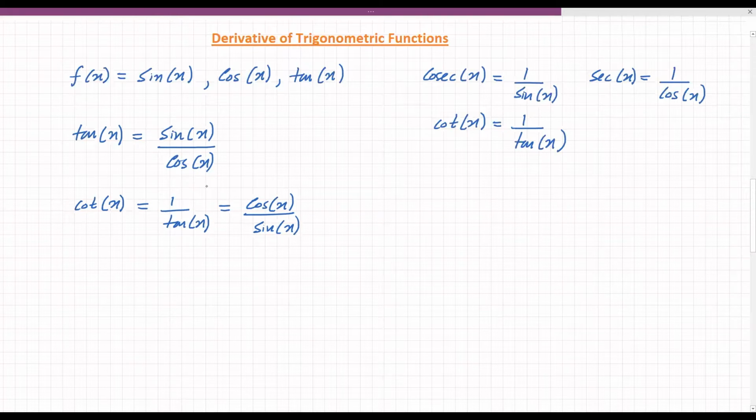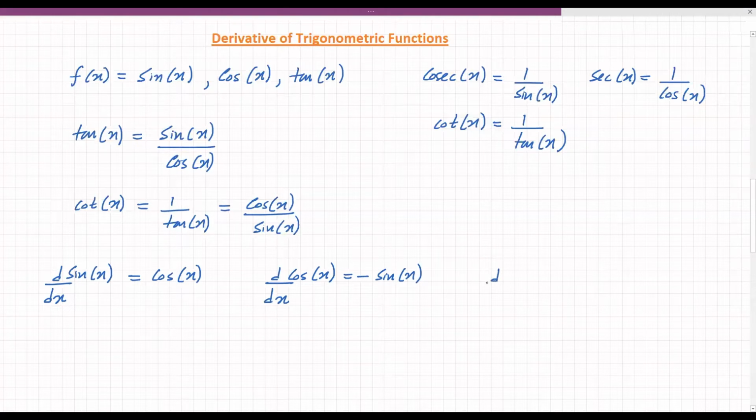Now we will look into the derivative of trigonometric functions. First one, d/dx of sin x. The derivative of the sin x function would be cos x. These are very basic cases that everybody knows, and we will discuss variations later. Now d/dx of cos x would be minus sin x.